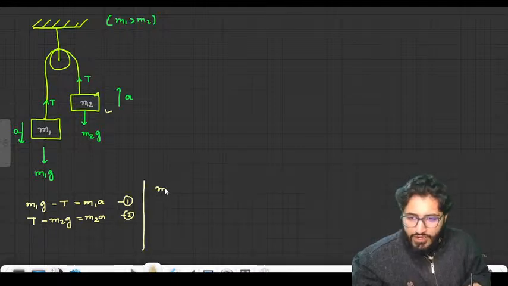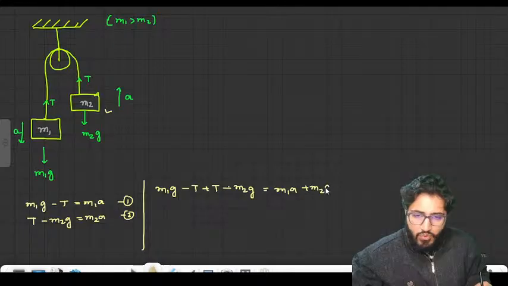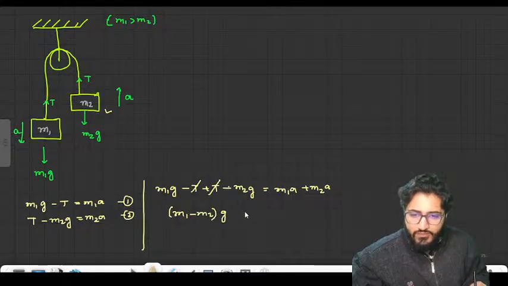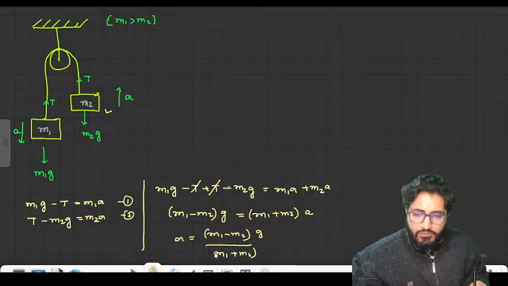You will get m1g minus T plus T minus m2g equals m1a plus m2a. T cancels out, so I will get m1 minus m2 multiplied with g here, and here will be m1 plus m2 into a. So my acceleration came out to be (m1 minus m2) into g divided by (m1 plus m2).